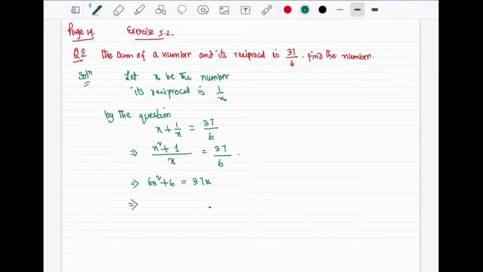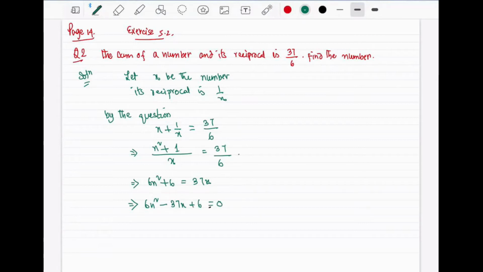Let's put all of them on the left hand side. 6x squared, I'm writing minus 37x first. 37x has a positive sign, and when you take it to the other side, it will become minus. Whether you put it behind or in between doesn't matter, right? Plus 6 is equal to 0.